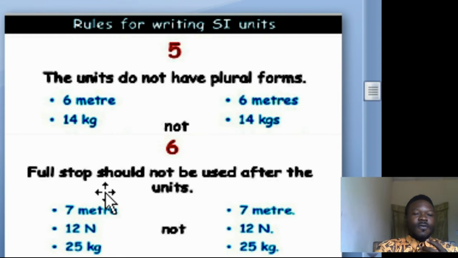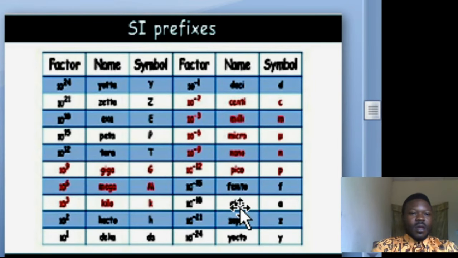Now, a full stop should not be used after units. I told you we are not doing English here. 7 meter, you put a space. 12 newton, you put a space. 25 kg, you don't put a decimal point or a full stop. You're not doing English. Now, these are symbols for SI units.